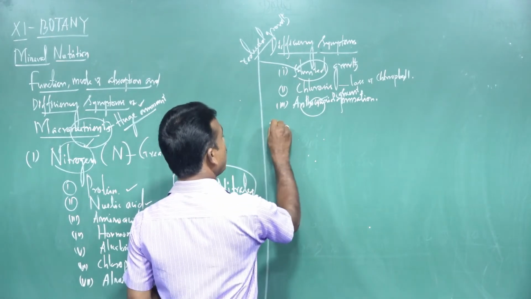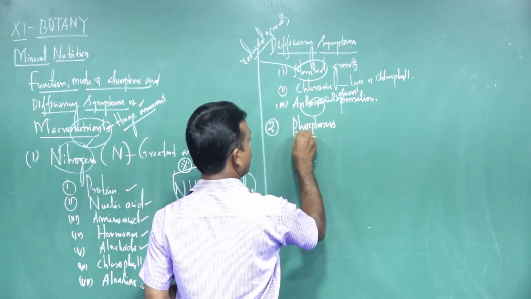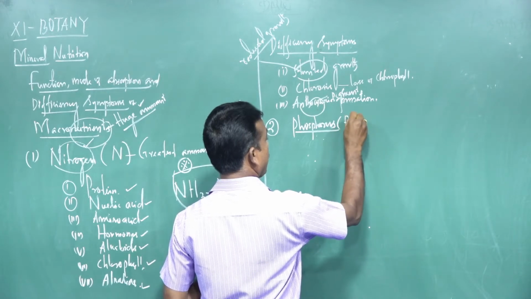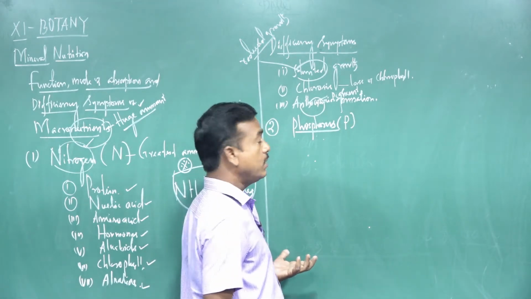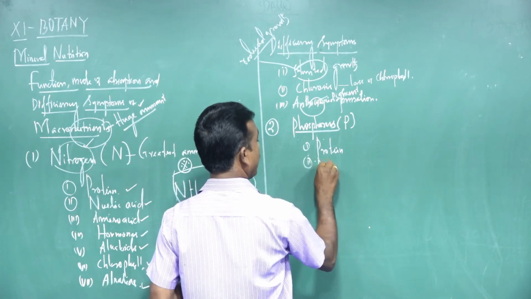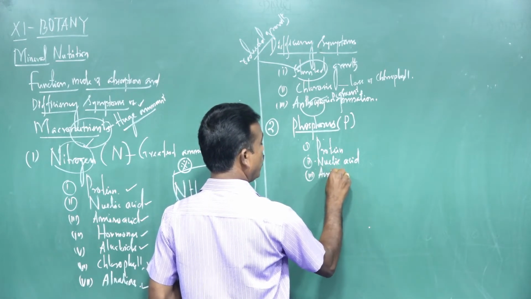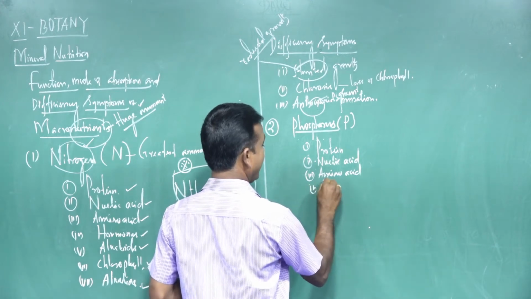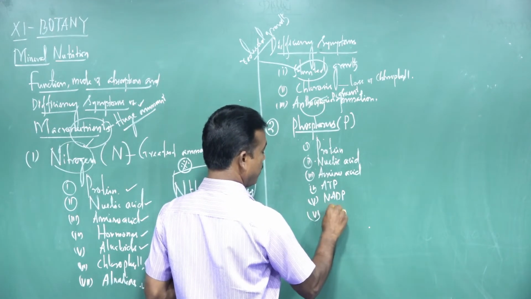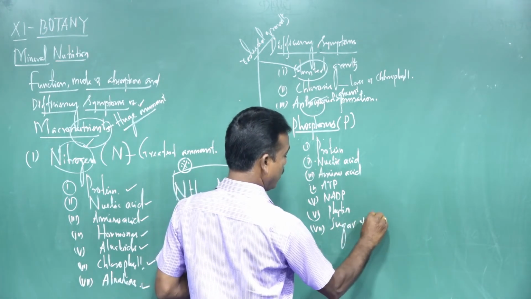Can I go to the second macronutrient, commonly called phosphorus? The chemical symbol of phosphorus is P. Phosphorus is the basic constituent of protein, nucleic acid, amino acid, then ATP, then NADP, then phytin, then sugar and phosphate.